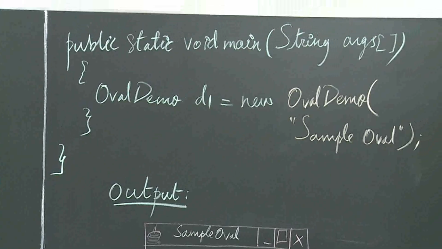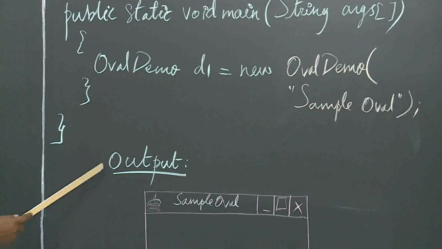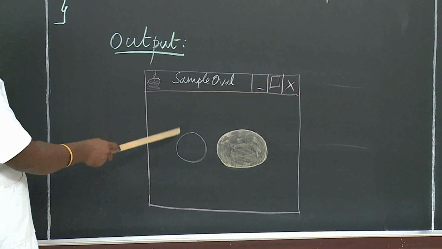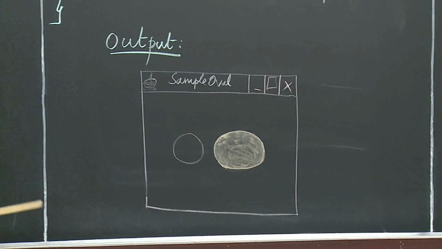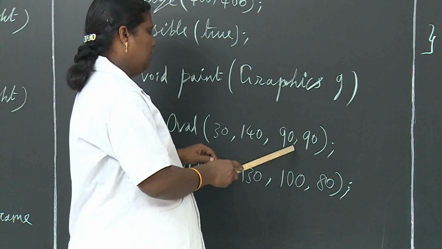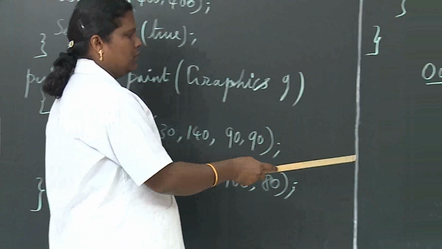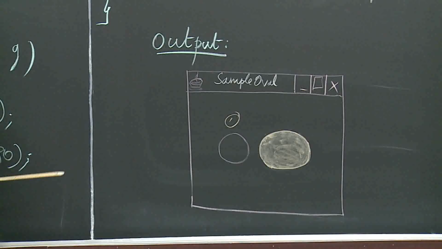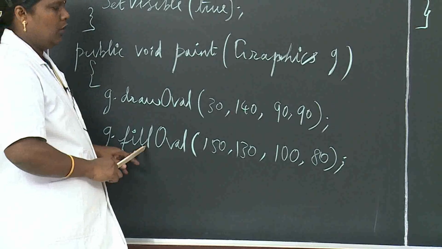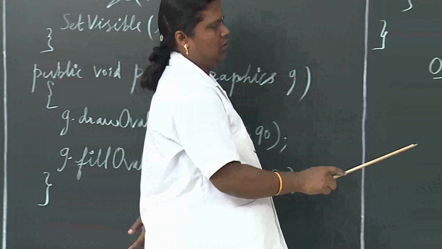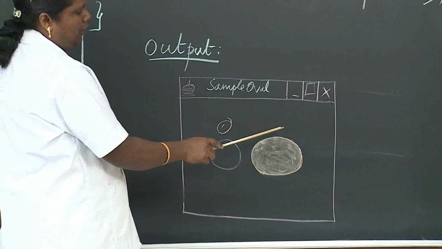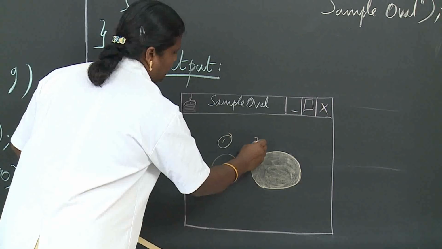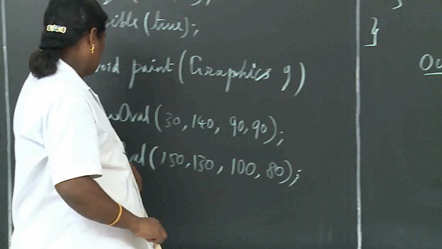As I said earlier, we will get the output like this sample output for this Java code. In the sample output, the first one is the circle based on these values 30, 140, then 90, 90 as width and height. Based on this, the first figure is reached. The second function is fillOval. It is going to draw the oval shape and along with it fill the same. So this oval shape corresponds to the second function, fillOval.